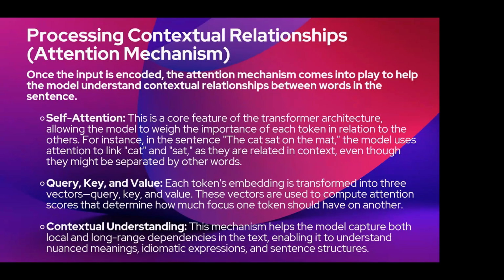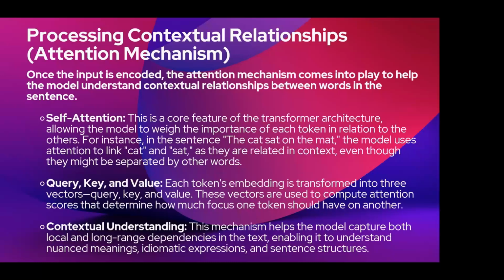It will further understand the relationship between the words. So what happens here is the first one: it uses the self-attention mechanism. This is the most important feature of a transformer. Whenever you consider a transformer, you can see a self-attention mechanism there. It allows the model to weigh the importance of each token in relation to others.